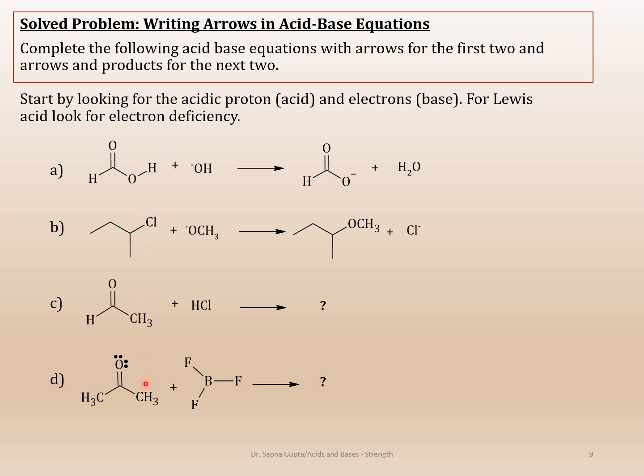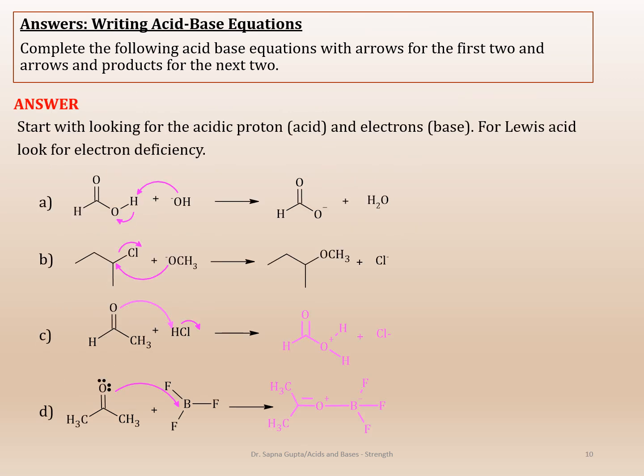In the last two, I have given you an added challenge of not only writing the arrows, but also predicting the products, okay? Because you should be able to do that also by now. So that's an added challenge here, all right? So here are the answers then. The first one we already talked about, the hydroxide picks up the proton and this bond breaks. So we already had the products given to us, right? So here is the negative, here is the water. So we only needed the arrows.